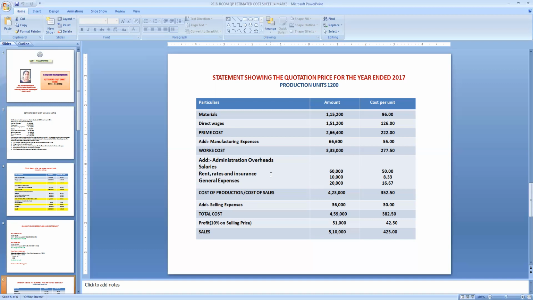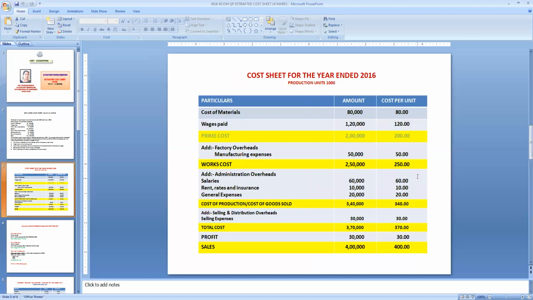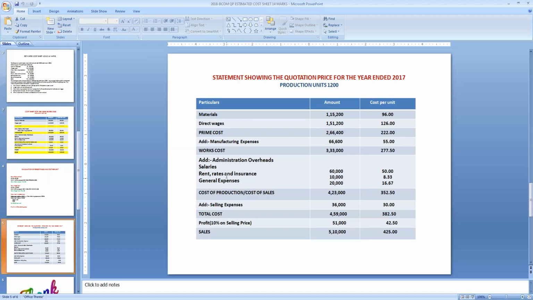Then we'll have to add the administration overhead. The administration overhead remains the same per unit. So whatever the per unit values calculated in the previous year, they will be the same and have to be considered for the year 2017 also. Only the number of units are different. In the previous year we calculated for 1000, now we have to calculate for 1200 units. So salaries in the year 2016 is 50 rupees per unit. Rent, rates and tax insurance is 8 rupees 33 paisa. General expenses are 16 rupees 67 paisa. Now we have to calculate with the help of 1200. It comes to 60,000, 10,000 and 20,000.